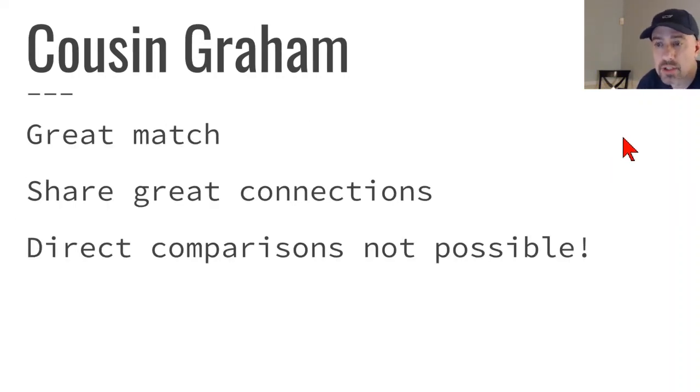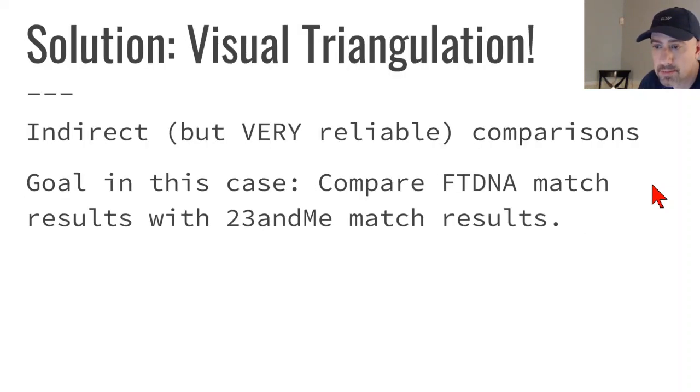So we have a great match, we share some great connections, but the direct comparisons that we would like to make are just not possible because of the fact that they're in different databases. So I offer a solution for cases like this, and the solution I offer is visual triangulation, which gives us the opportunity to make indirect but very reliable comparisons, I believe. And the goal in this case is to compare a Family Tree DNA match with some 23andMe matches.